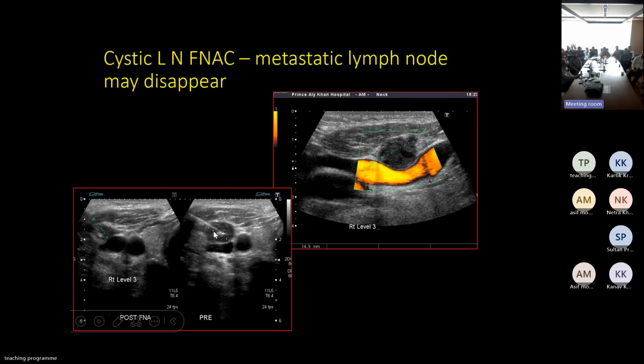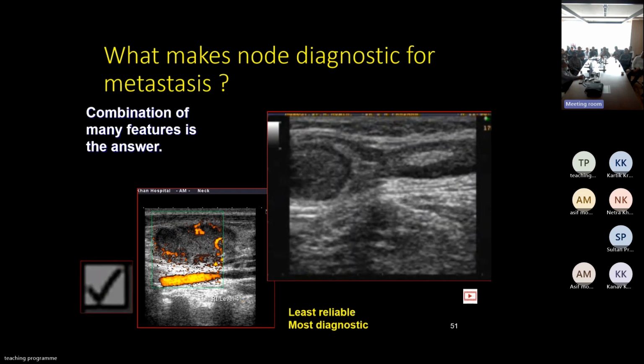We tend to aspirate nodes during FNAC, and sometimes they are so necrotic that the entire node vanishes. So probably during those times, they may just disappear from visualization, and you would probably see only a flat node during dissection. So what makes a node diagnostic for metastasis? I think from all this discussion, we've understood these are the combination of all the features which we discussed so far. So most of the signs are interconnected.